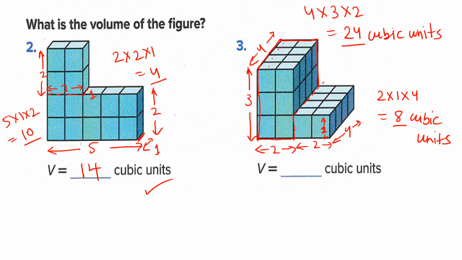Now to get the volume of the composite solid, I will add these two. So 24 plus 8, that's going to be 32 cubic units. So this is how you find the volume of the composite solid, by breaking it into two parts, then adding the volume and counting the unit cubes.